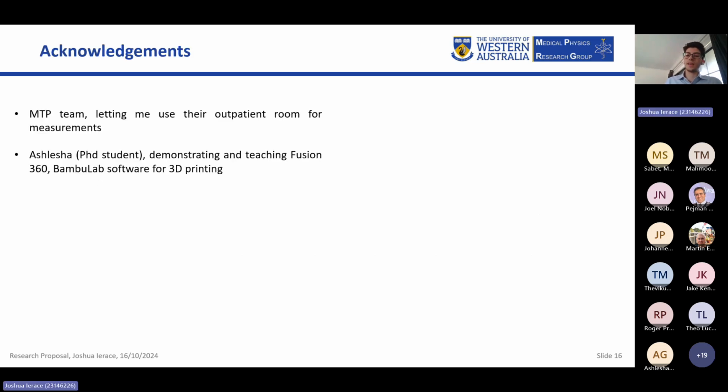As well as my supervisors, I'd like to thank the medical technology and physics team for supplying me a TLD badge and also letting me use their outpatient room for all my measurements. I'd also like to thank Ashleisha for teaching me and demonstrating Fusion 360 and Bamboo Lab software for my 3D printed dipper.